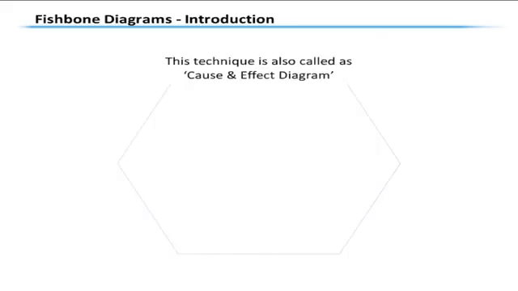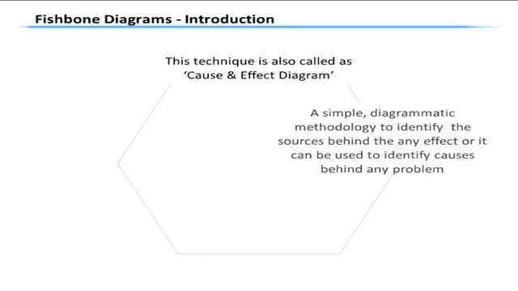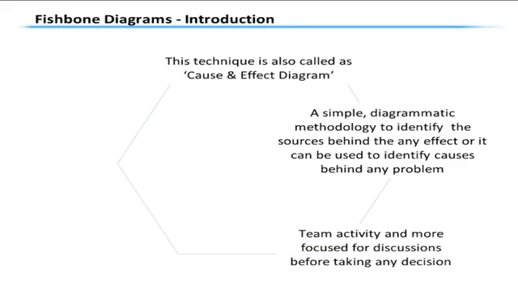Fishbone diagrams. An introduction. For our next defect prevention tool, we're going to take a look at the fishbone diagram. This technique is also called cause and effect diagram. It's a simple diagrammatic methodology to identify the sources responsible for any effect, or it can be used to identify causes behind any problem. It's a team activity which is dominated by the discussion technique. Any decision will be taken only after detailed team-level discussion.